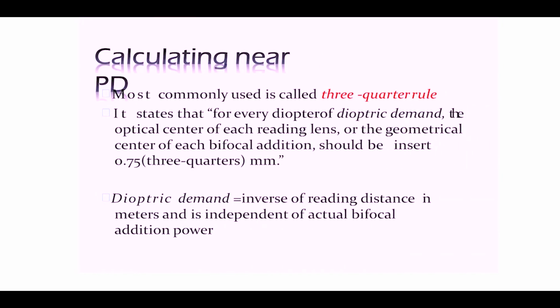Now, here there is a 3/4 rule. What is the 3/4 rule? It states that for every diopter of the dioptric demand, I will tell you what a dioptric demand is, the optical center of each reading lens should be inset 3/4 of a mm. Don't get confused, nothing to worry. First, you need to know what's the dioptric demand. Dioptric demand is the inverse of the reading distance in meters and is independent of the actual bifocal addition power.